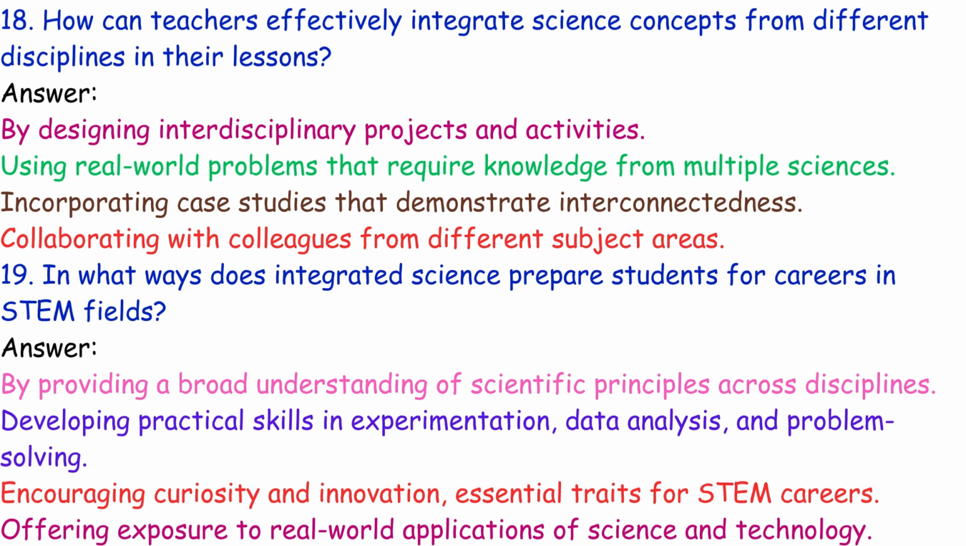19. In what ways does integrated science prepare students for careers in STEM fields? By providing a broad understanding of scientific principles across disciplines. Developing practical skills in experimentation, data analysis, and problem solving. Encouraging curiosity and innovation, essential traits for STEM careers. Offering exposure to real-world applications of science and technology.